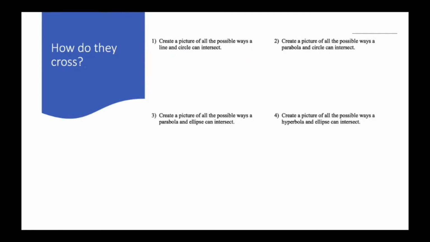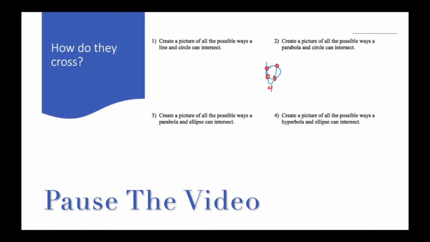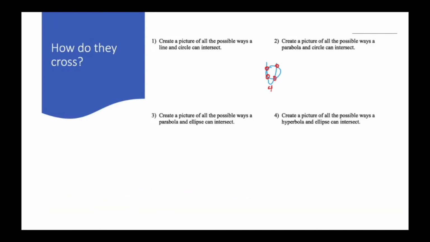Number 2 says to create a picture of all the possible ways a parabola and a circle can intersect. So I'm going to draw a circle and a parabola, and this is the first one I drew. And that intersects 4 times. And so now I want you to pause this video, and I want you to draw other ways that a parabola and a circle can intersect. Come back and check if they're similar to what I have.